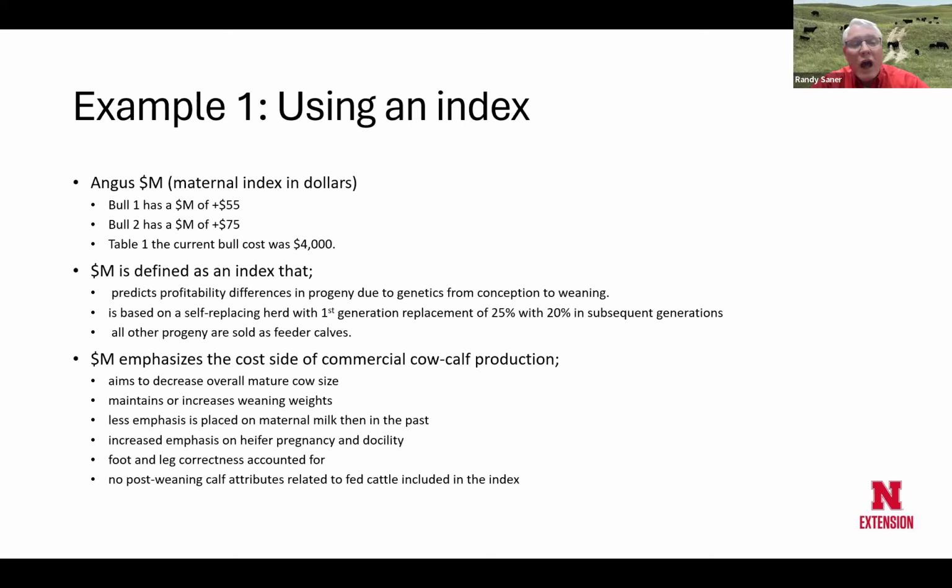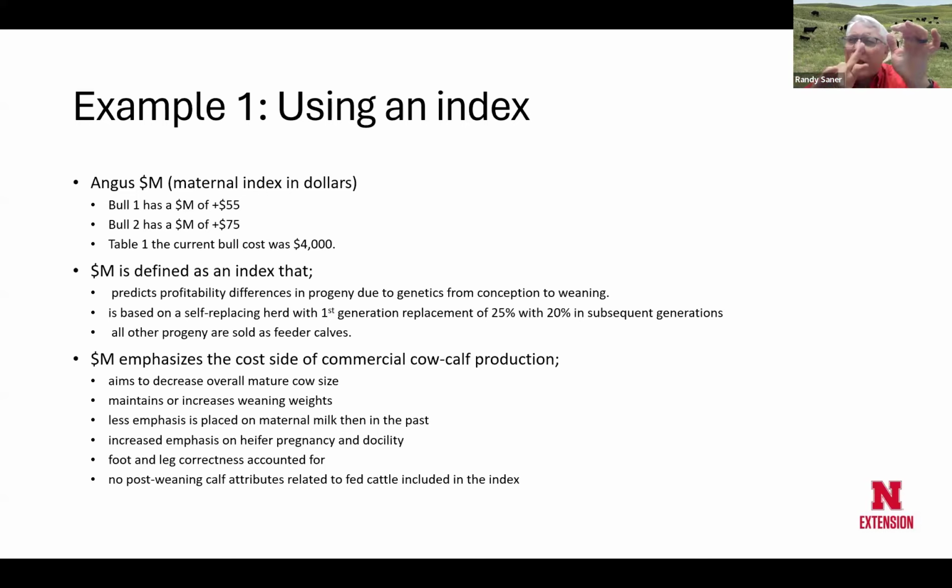Right. And so $M predicts a probability difference in progeny due to genetics from conception to weaning. It's based on a self-replacing herd with a first generation replacement of 25% and 20% in subsequent generations. All their progeny are sold as feeder calves. In this index, it also figures weaning weight. So you can actually get a bigger calf, but what it does is cut down on cow size. It looks at mature weight of cows.